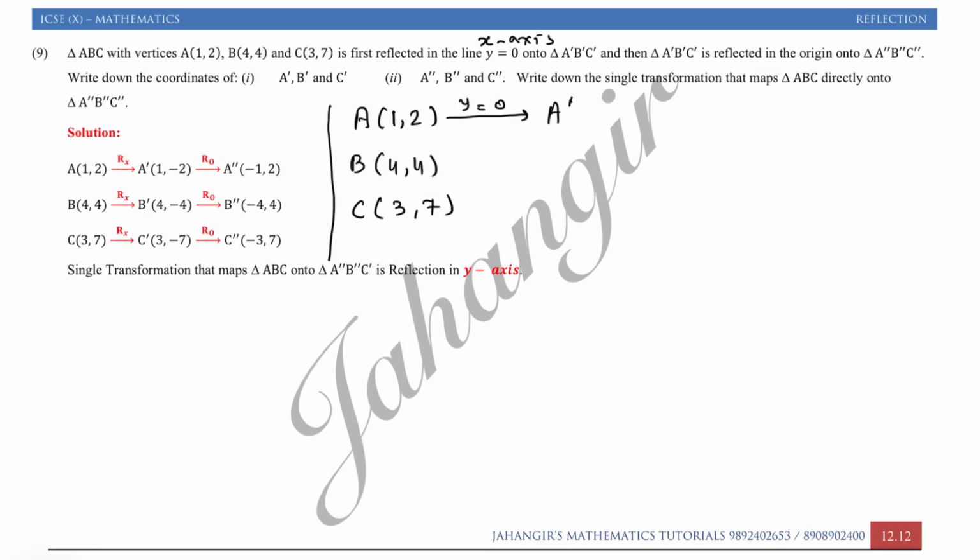So A dash will become, when a point is reflected in x-axis, its y coordinate will change sign. (1, minus 2). Same thing, I can write y equal to 0, or you can even write Rx. So B dash will become (4, minus 4), the y coordinate will change sign.